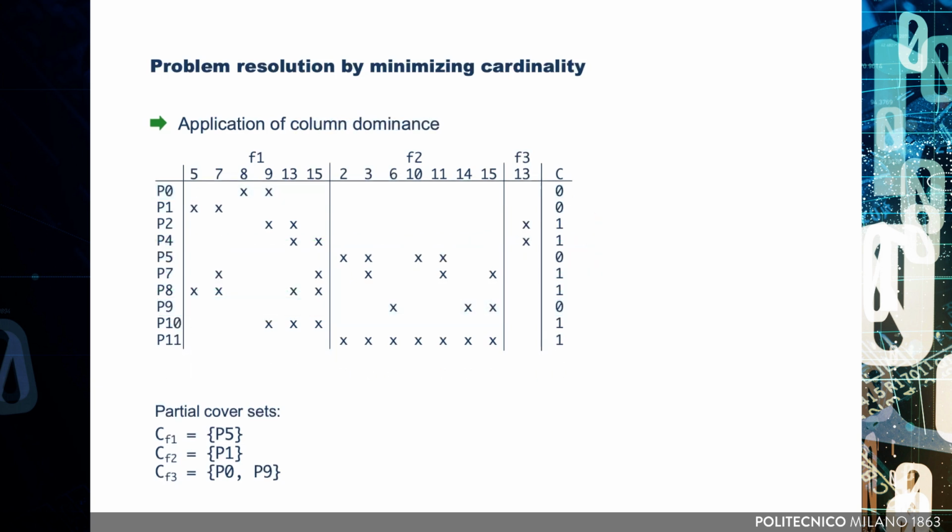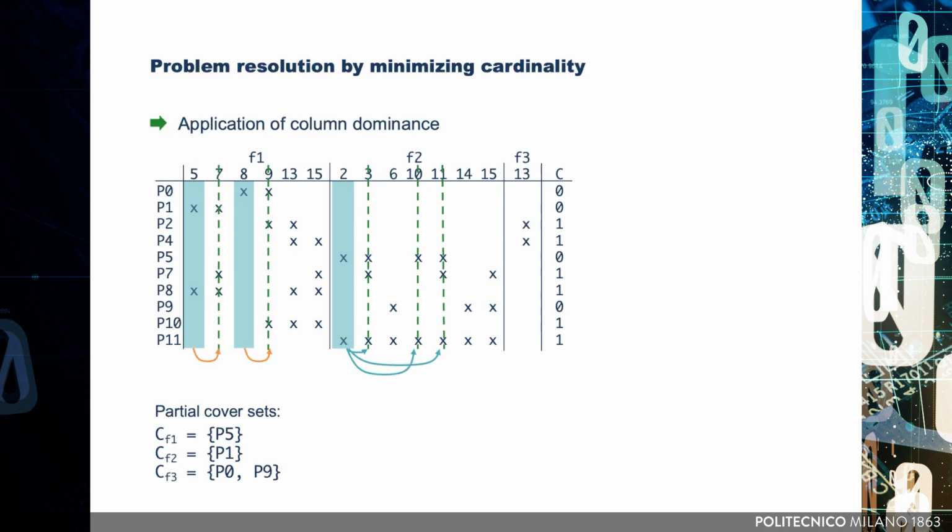We now apply column dominance to simplify the table. In F1, minterm 5 dominates 7, since 7 is covered by a superset of the implicants that cover 5. Then, minterm 8 dominates 9. In F2, minterm 2 dominates 3, 10, and 11, and minterm 6 dominates 14 and 15. We can now eliminate all these dominated columns from the table.